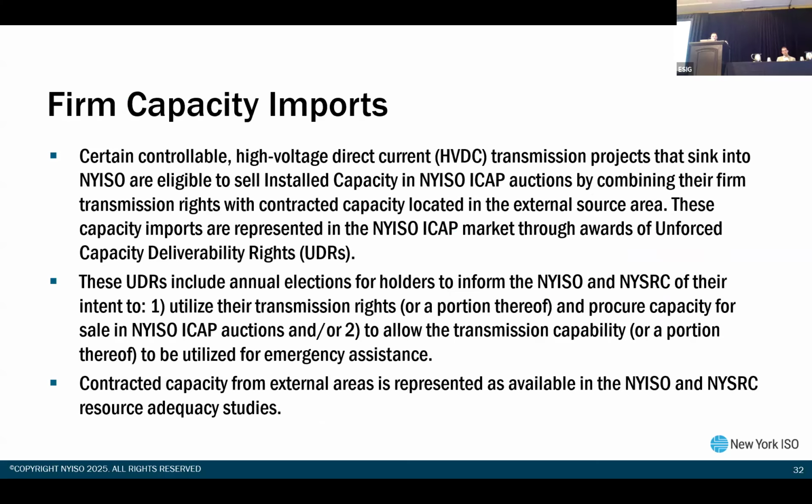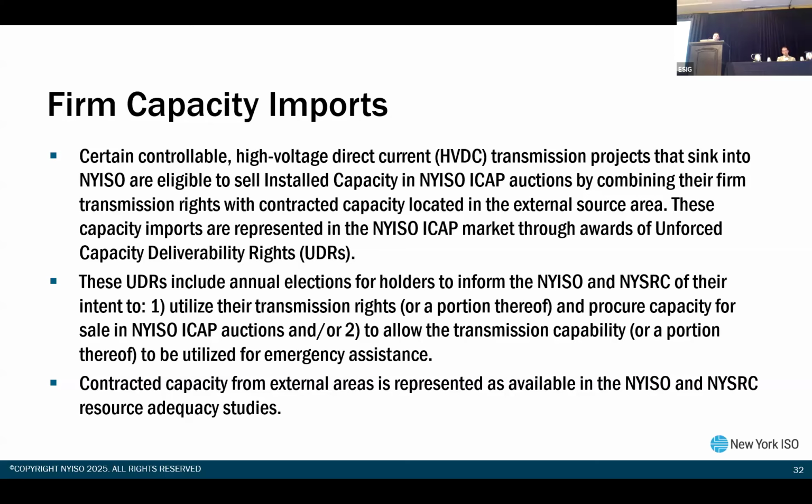So I was hitting on emergency imports, which are not compensated in the capacity market in the New York system. We do have firm capacity imports like other areas where you have certain transmission projects that not only have firm transmission rights, but also the ability to contract and flow those megawatts in a controllable manner. So we call these UDRs. This is the terminology. It's a little bit abstract, but essentially you have a DC cable that injects into New York State in some load pocket or some local region, and they're able to not just control their megawatts, but also contract supply behind that in the source area.